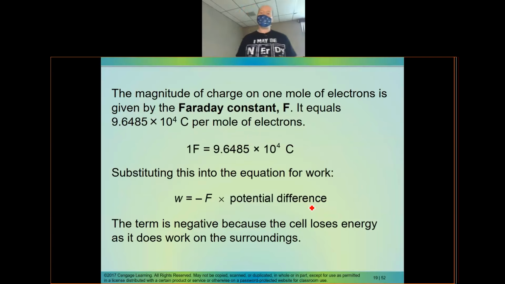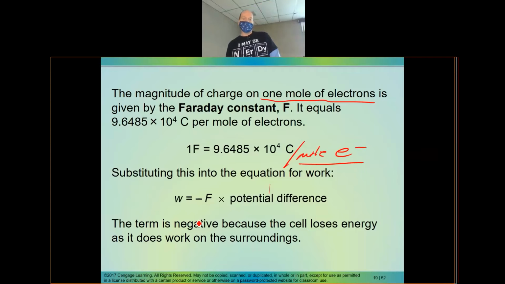All right, we have a constant, and that is Faraday's constant. That is the charge on 1 mole of electrons. That is a lot of sig figs. It is 9.6485 times 10 to the 4th coulombs per mole of electrons. That is the number of coulombs per mole of electrons. Not mole of anything else, moles of electrons.